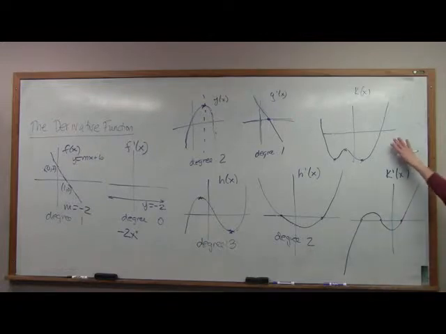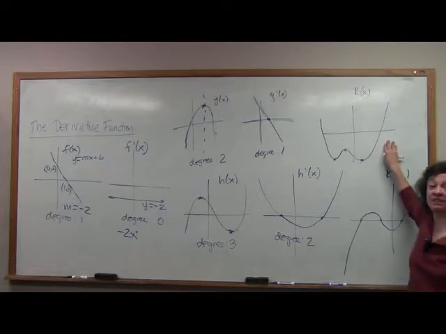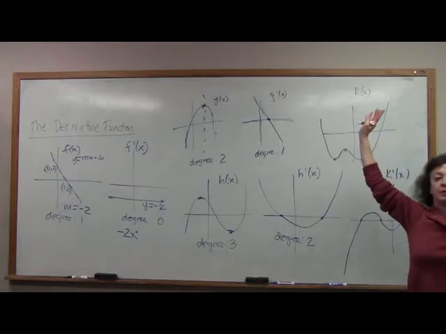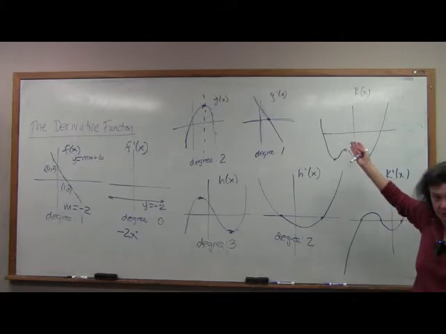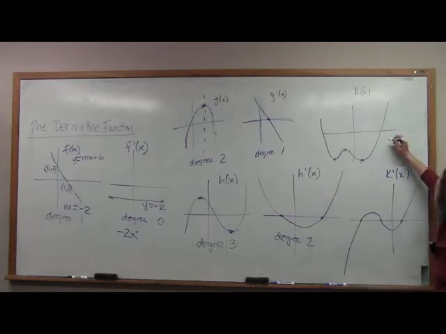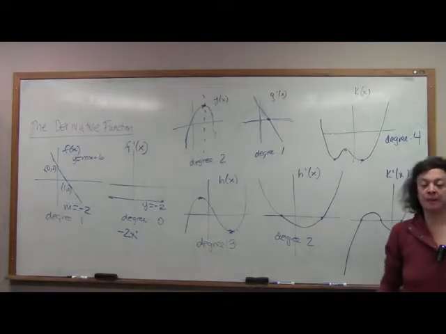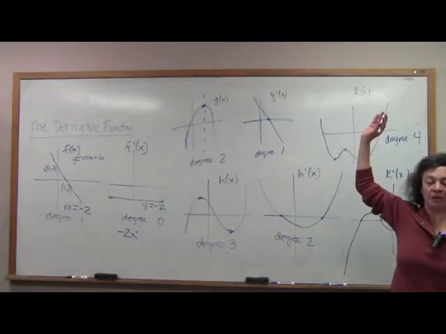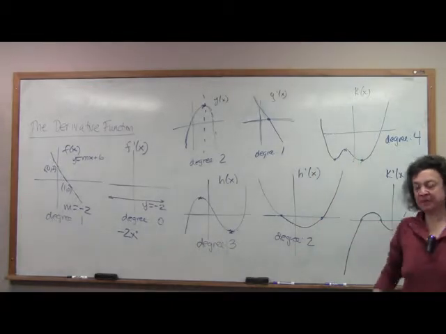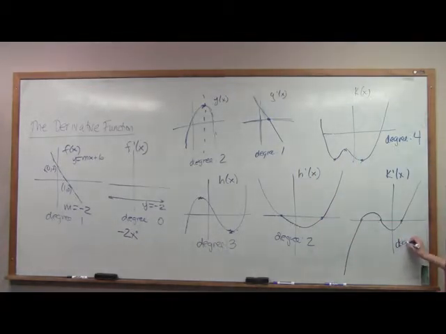We know that this is an even degree function because both arms are up or both arms are down. In this case, both arms are up. So for simplicity, let's say this is a degree 4 function. Well, what's the degree of this one? Remember, when you have an odd degree, one arm is up and one arm is down, either this way or this way. So for simplicity, we could say that this is degree 3.